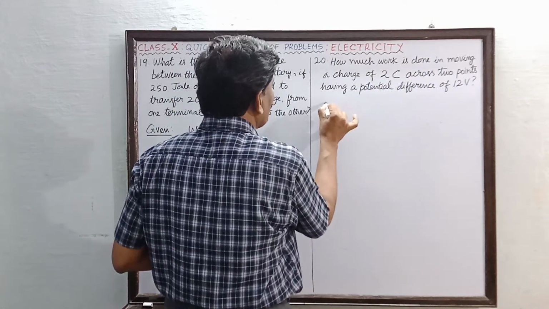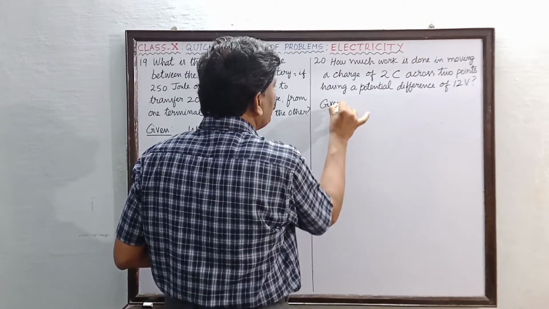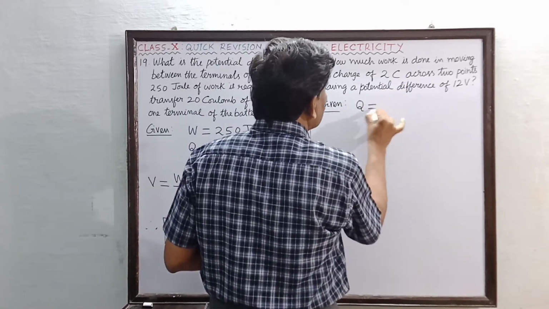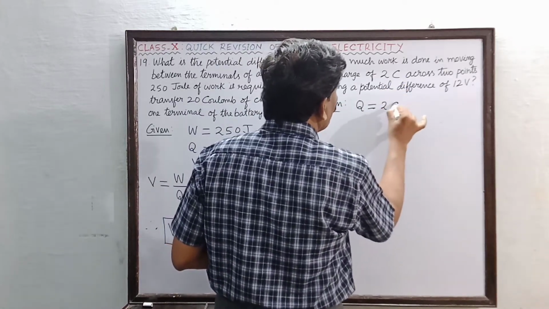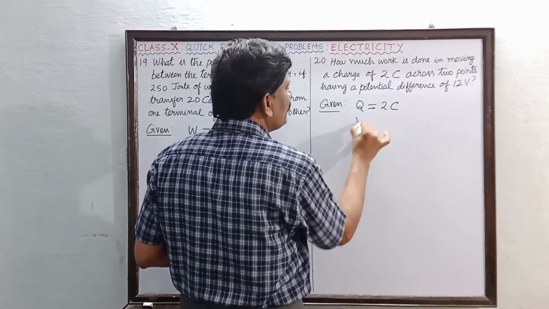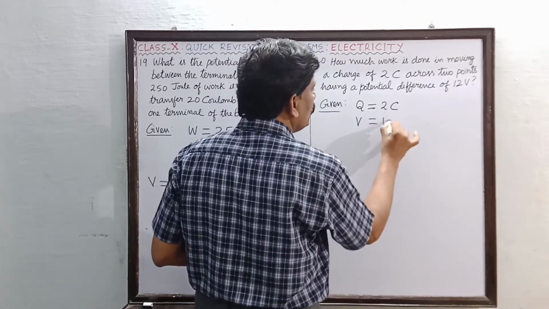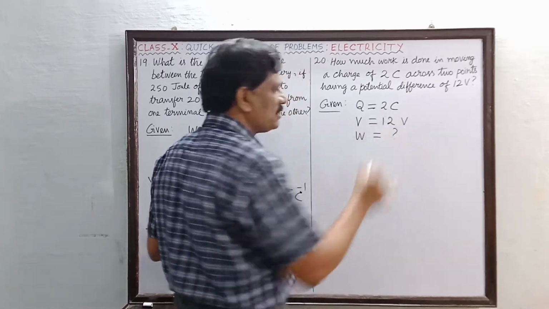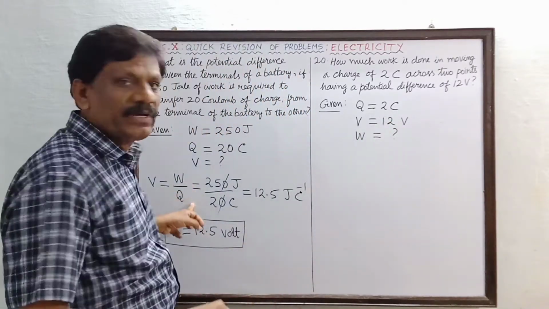So in this problem, what are the given quantities? 2 coulomb. So the quantity of charge is given as 2 coulomb, and the potential difference V is given, that is equal to 12 volt. And the work done is asked. So same formula only, is it not?